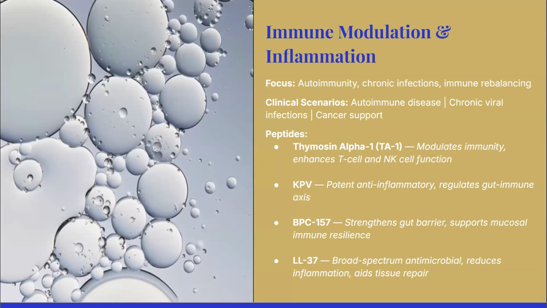So what I want you to think about here is when we're thinking gut, I'm going to jump a little out of order. BPC, that's actually made in the gastric juices. And so you can take BPC orally. It's going to strengthen the gut barrier. It's going to support mucosal immune resilience. KPV, I like to stack these together. So when I've got autoimmune, I'm going to always start with, 9 times out of 10, BPC, KPV, because it's a potent anti-inflammatory. It's going to regulate gut immune access. It's antibacterial. It's really working with that overall gut flora.